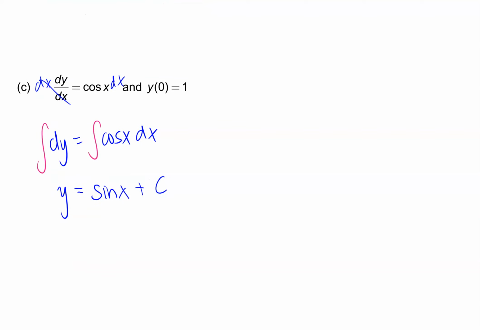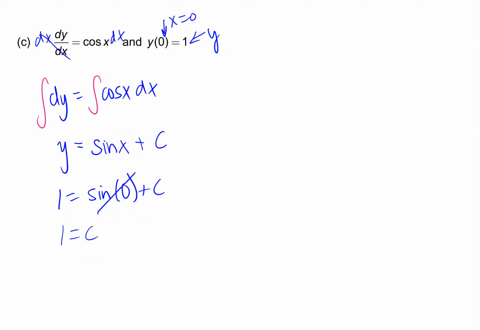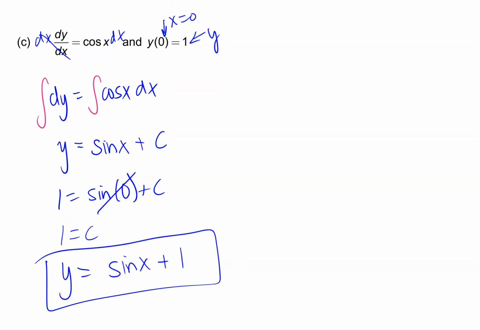And when y of 0 is 1, that means when x is 0, y is 1. So I have 1 equals sine of 0, because I'm plugging 0 in for x, plus c. Sine of 0 is 0, so 1 equals c. So I'll just write y is equal to sine of x plus 1. And that is the exact solution.